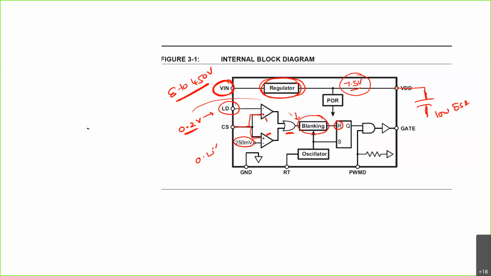Generally, these are op amps, so the response time of these op amps is extremely fast, in the range of 80 to 100 nanoseconds. So these two are op amps, and their response is too fast. So we need to provide some blanking time of about 150 to 250 or 280 nanoseconds.